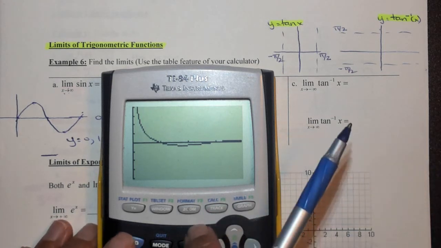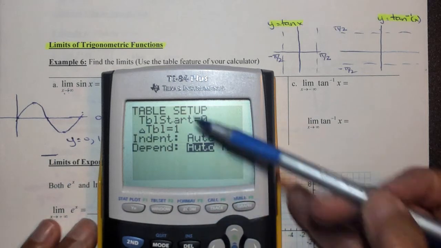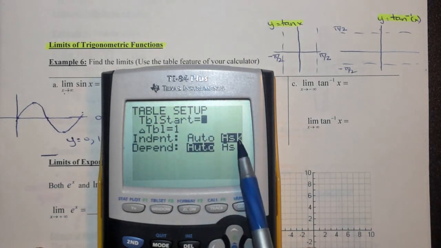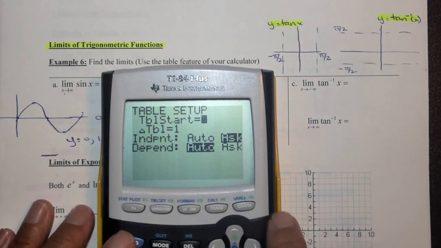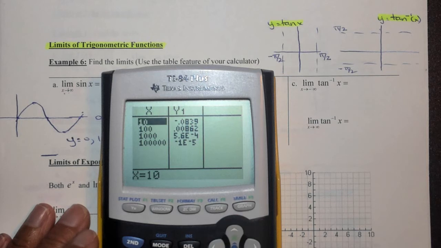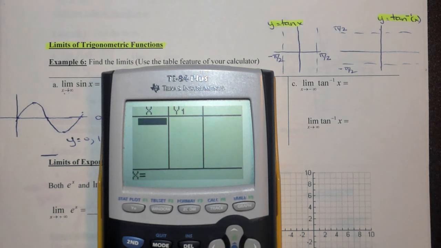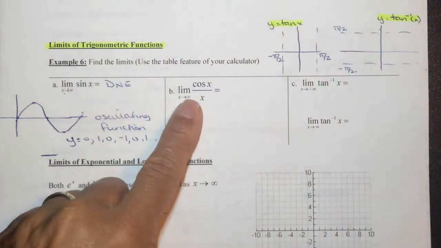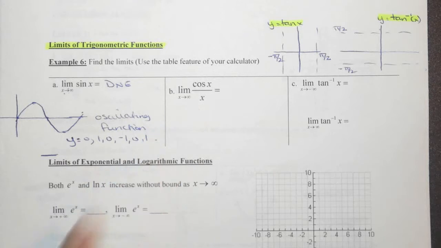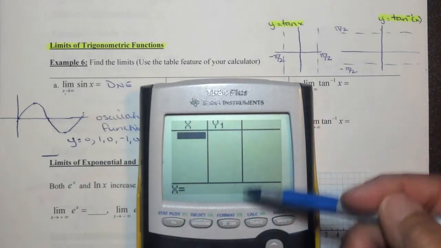All right, so I could look at the graph, but this is kind of hard to tell. I don't really know what's happening. So if I go into my second window, which is the table setup, and I change the independent variable from auto to ask, what this allows me to do is specifically ask for values in my x value. So what's going to happen is if you do this, your table will be blank. So if we're looking at the values of x as x gets really, really big, you want to see what is the trend, what is happening here.